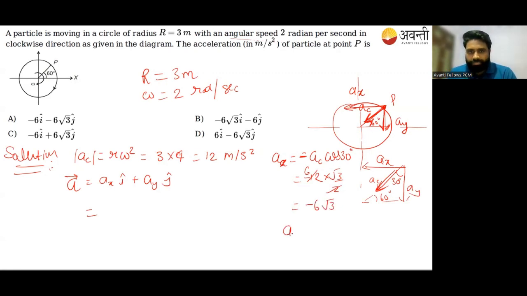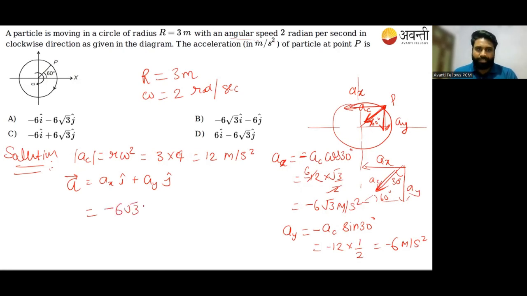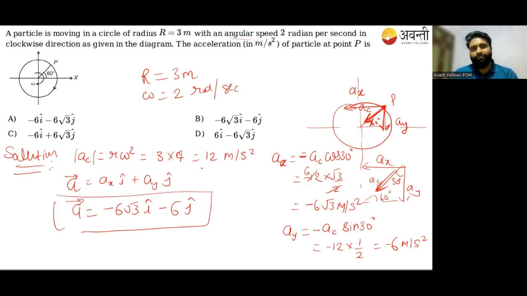Okay. And what is the value for AY? It is minus of AC sine 30. So it is minus 12 into 1 by 2, which is minus 6 meter per second square. It is also meter per second square. So put this value in AX and AY. So we have minus 6 root 3 i cap minus 6 j cap. This is the value of acceleration. If you take the magnitude of this, you will have the value of 12. Okay. So option B is the correct option.